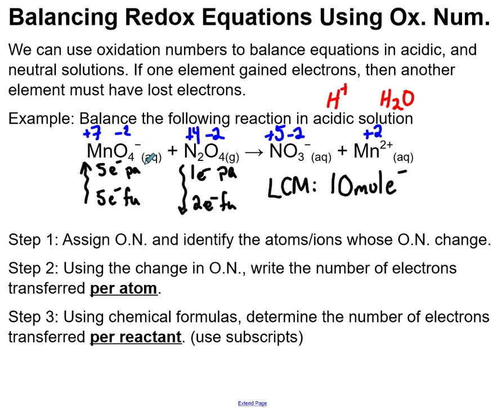Well, how can we do that? Sorry, we skipped a bunch of steps. Step 1, assign oxidation numbers. That's what we did. Step 2, find the change in electrons per atom. Step 3, find the change in electrons per reactant. Sorry, that means per formula unit.